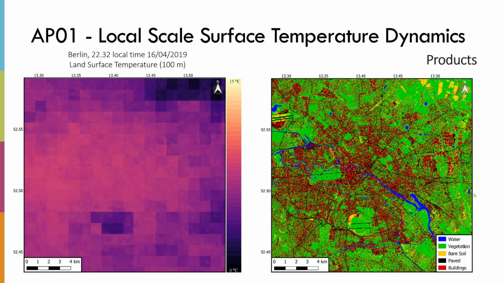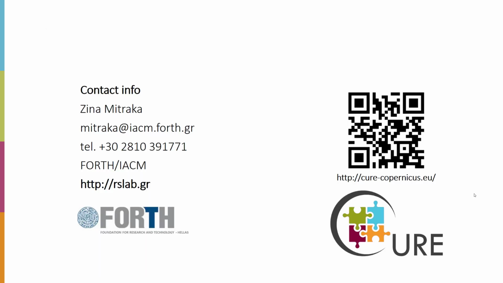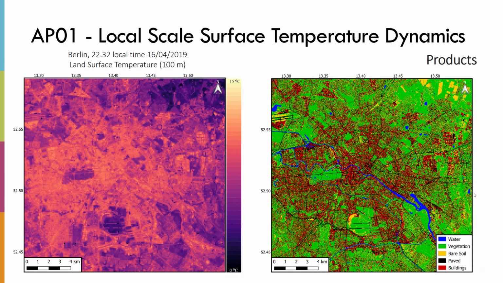Another example here for the nighttime land surface temperature in mid-April 2019, a couple of hours after the sunset. The slow release of heat in urban surfaces is evident in this surface temperature map, a phenomenon well known as the surface urban heat island.